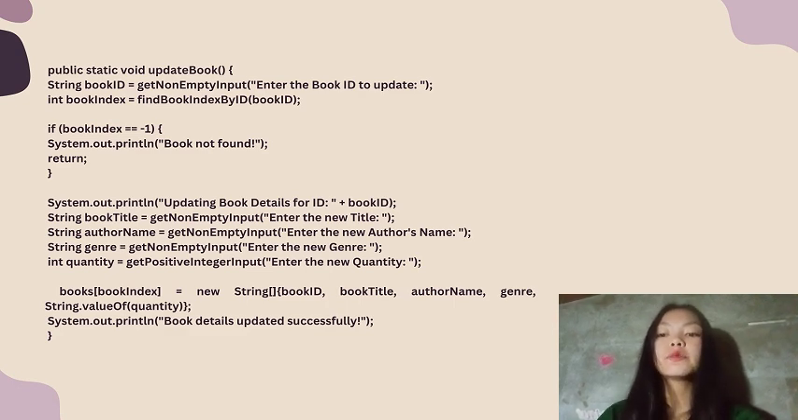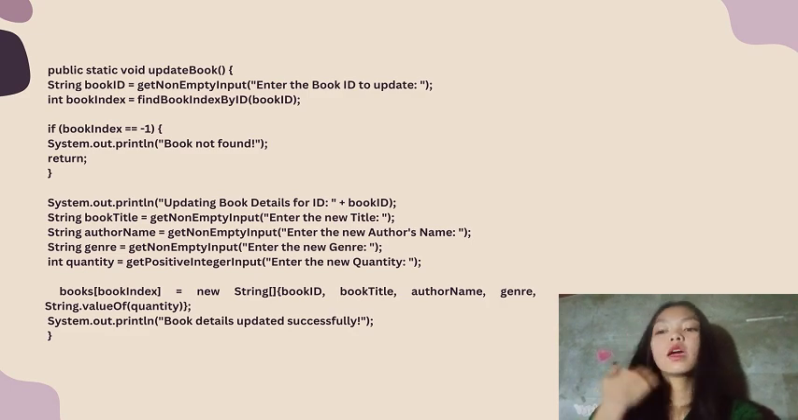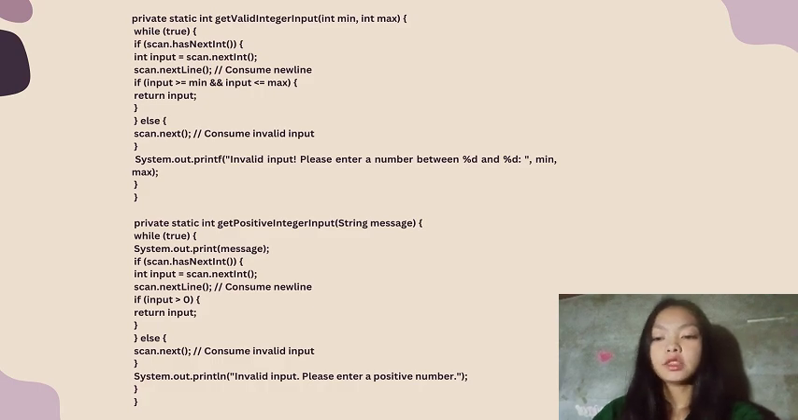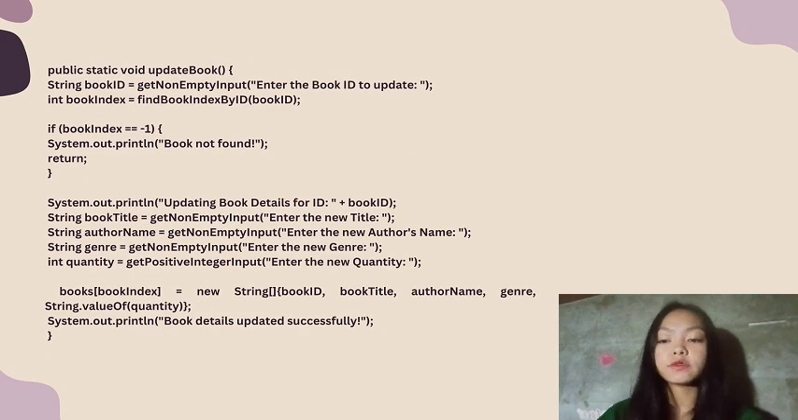The program asks the user to input new details, including the book's title, author's name, genre, and the quantity. These inputs are collected using get non-empty input and get positive integer input to ensure the data is valid and appropriate.